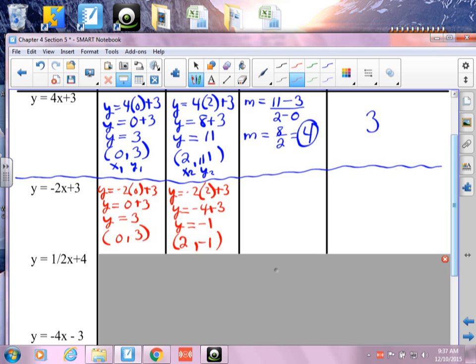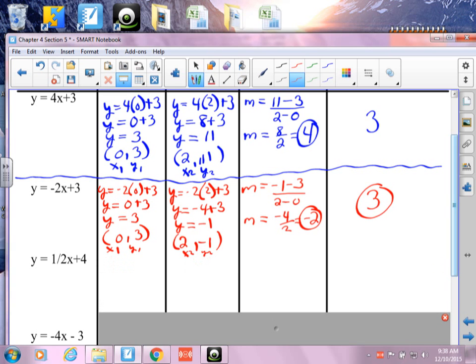All right, so now I'm going to do my slope. And again, this is my x1, y1, x2, y2. So m equals my y2, which is negative 1, minus 3 over 2 minus 0. m equals negative 4 over 2, which is negative 2. And what is my y-intercept? 3. Okay, you getting the pattern? Kind of. Okay, I'm going to do one more, and then hopefully you'll get it.